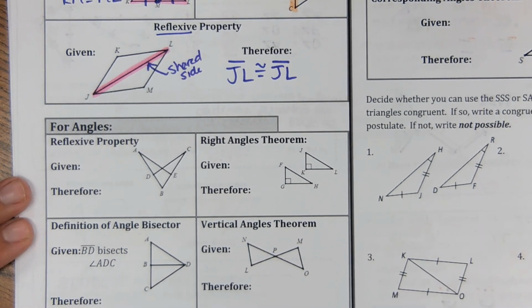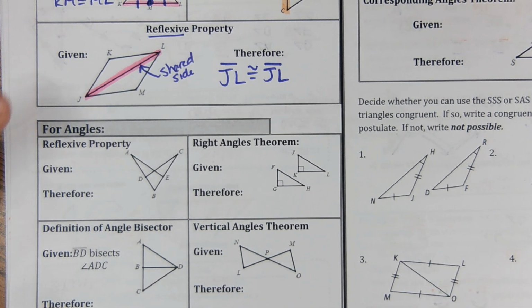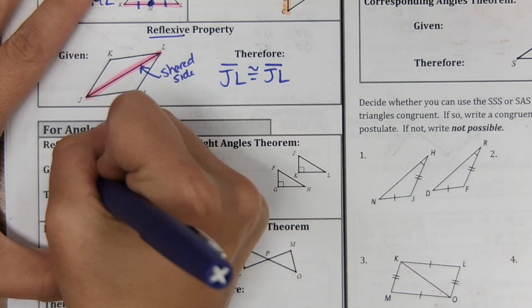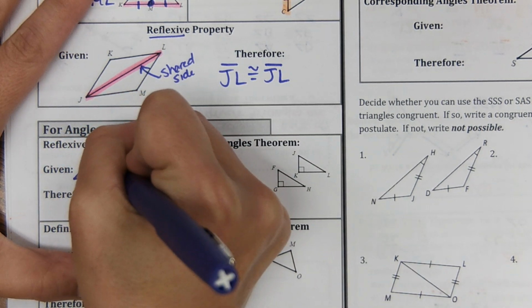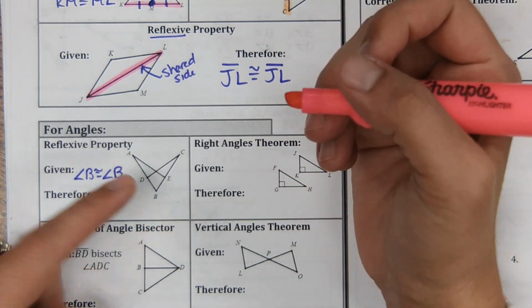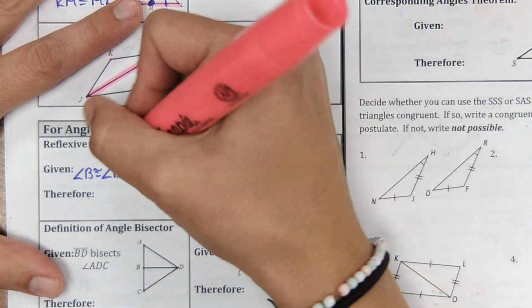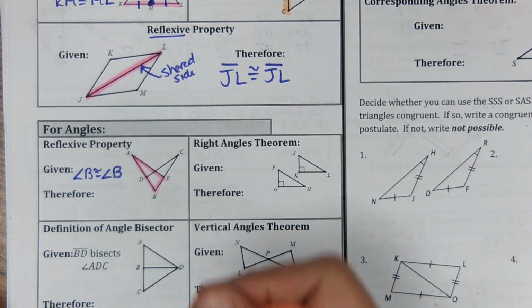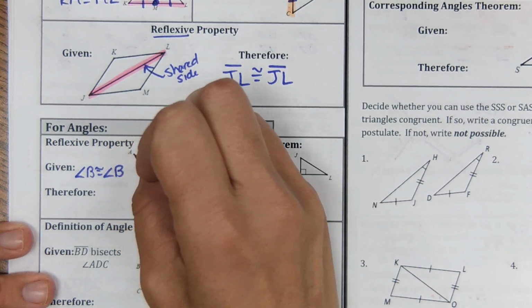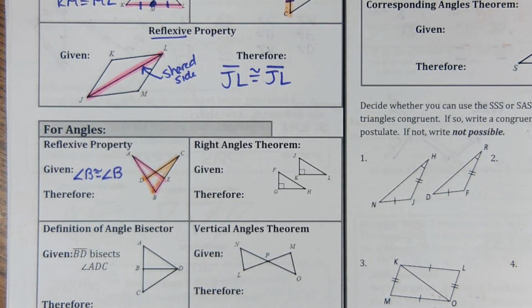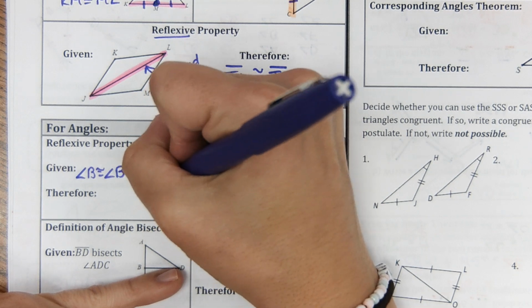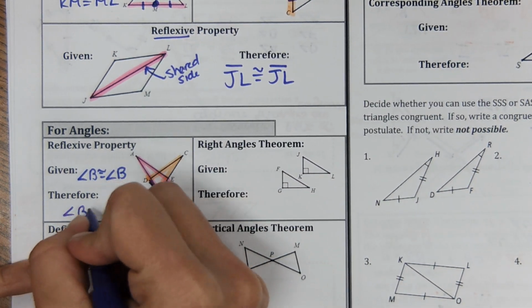Okay, and then these down here refer to angles. So reflexive property with angles is the same thing, the same angle is equal to itself. So maybe angle B is congruent to angle B. Looking at this, you may see different things, but something I see is that there are two triangles. There is a triangle here, and there is a triangle here, and they overlap. Where they overlap is at angle B, right here. So therefore, in these triangles, angle B is equal to angle B.